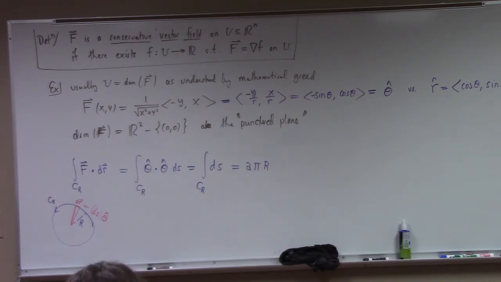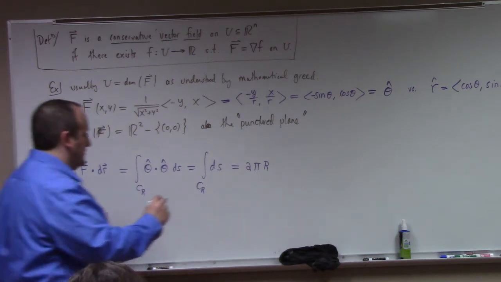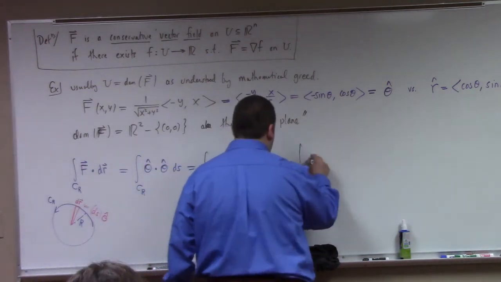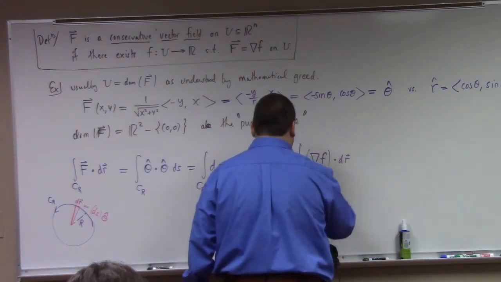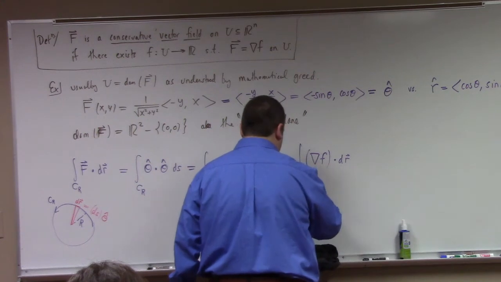Suppose there was a potential function, right? And suppose this was equal to the integral of the gradient of f dot dr for some f. What would happen? P is equal to q, right?